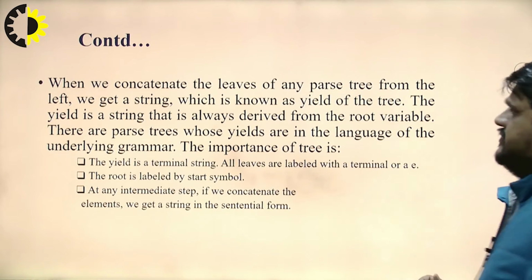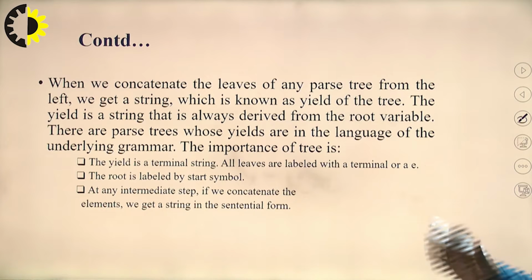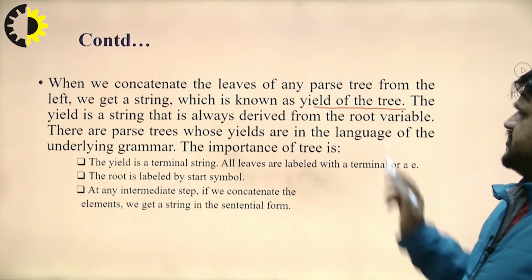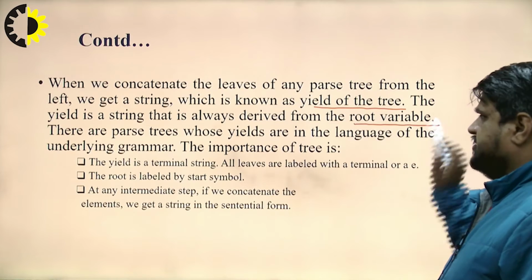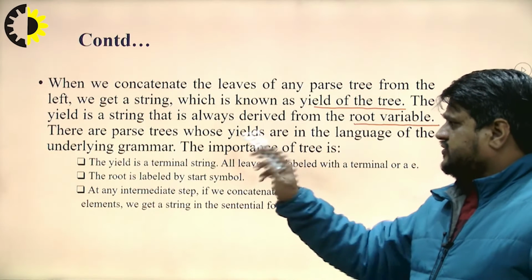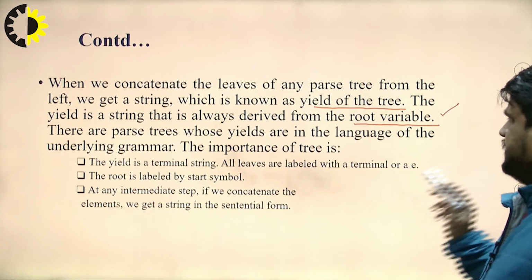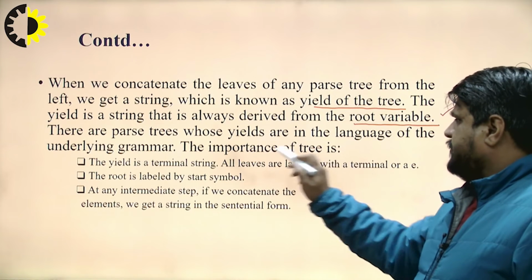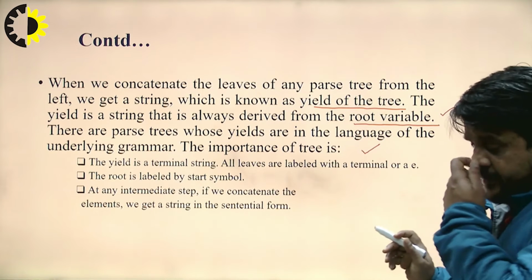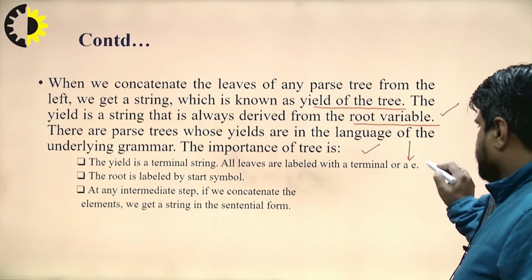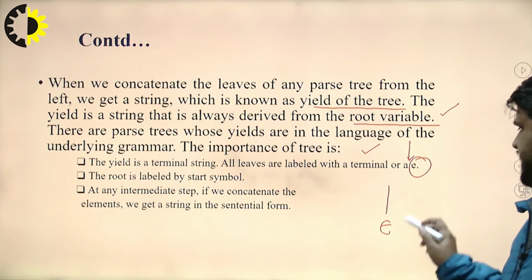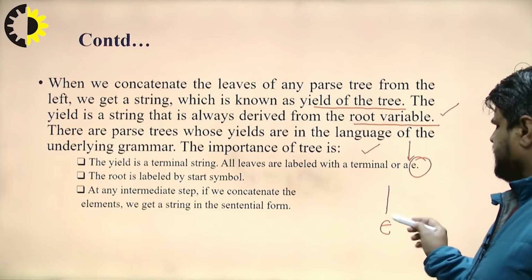So when we concatenate all the leaves of any parse tree, from the left we get a string which is known as the yield of the tree. The yield is a string that is always derived from the root variable. So you can say this always belongs to the language, right? So there is a parse tree whose yield is in the language of the underlying grammar, right? The importance of the tree is the yield is a terminal string. All the leaves are labeled with the terminals or epsilon, right? If epsilon occurs at the yield points, or at the leaf, you can append it.